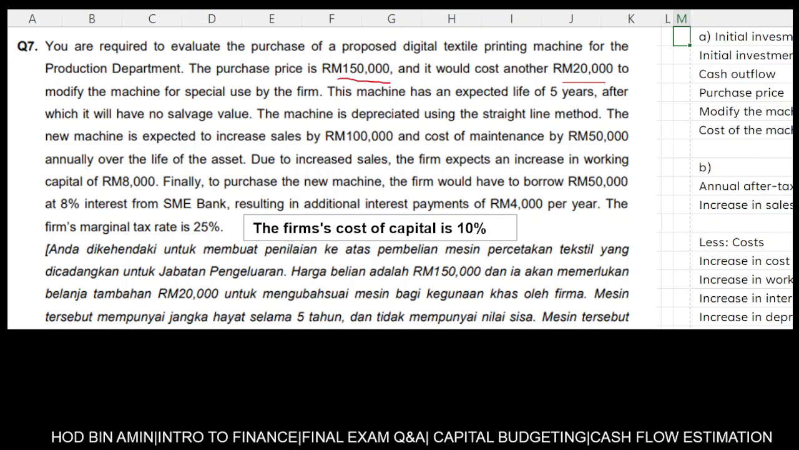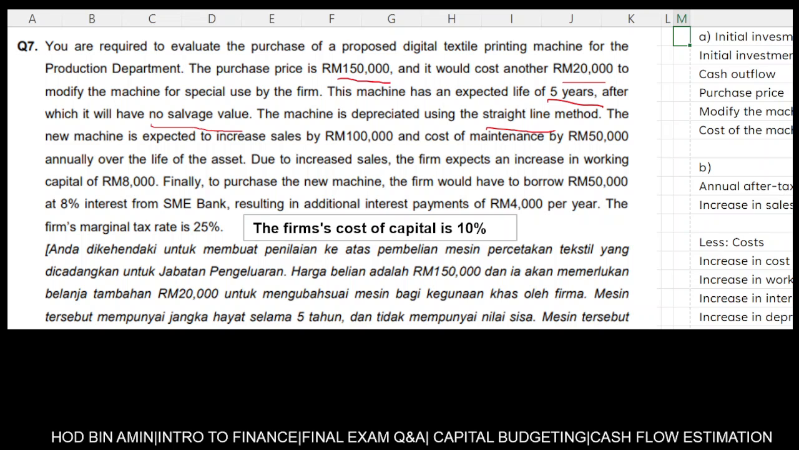This is a new machine's useful life, and the salvage value of the machine will be zero. The machine is depreciated using the straight line method. Straight line method meaning that the cost of the machine will be divided by 5.